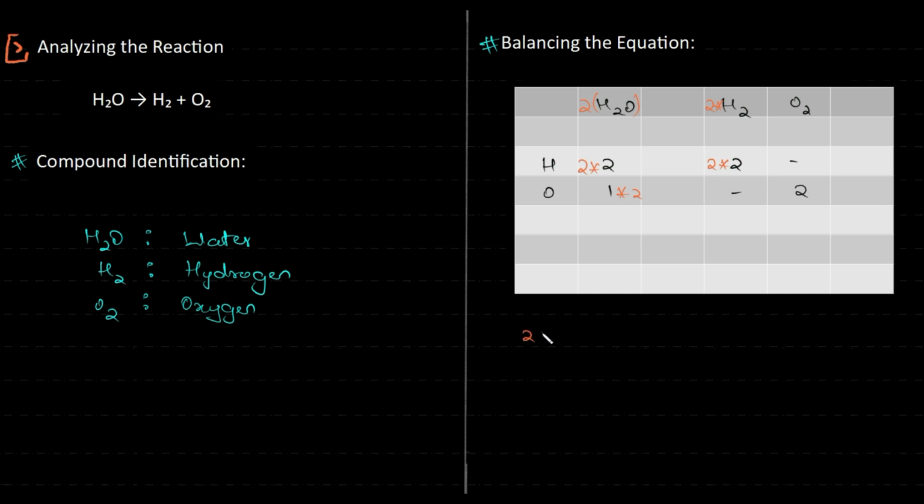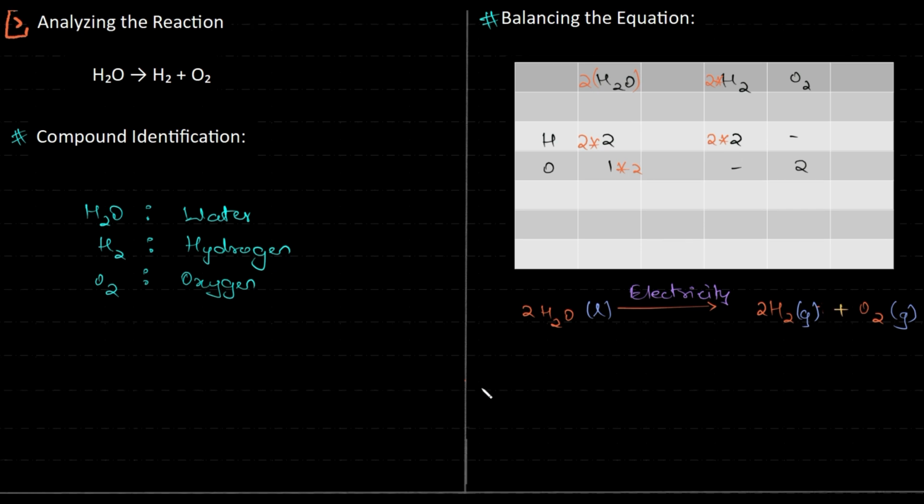Now it's balanced. 2H2O, right, will give us 2H2 plus O2. Of course, this is not a process which will happen by itself. We need to provide electricity, wherein it converts this liquid into 2 gases. So that's your balanced equation.